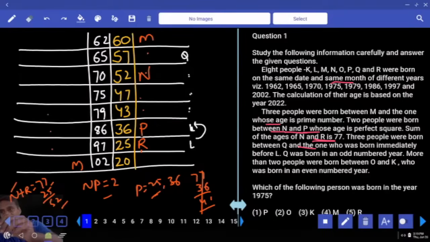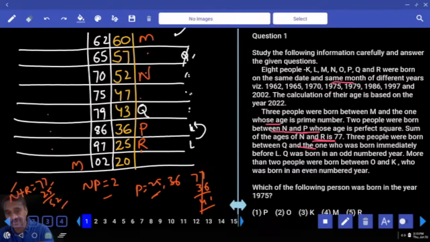Are you getting this one or not? Then next one, can we have Q at this place? No, three persons means here. Not possible. Now Q cannot be here as well. What is the other possibility? Can we have Q at this place? Yes. Now if Q is here, then three persons born between Q and M.